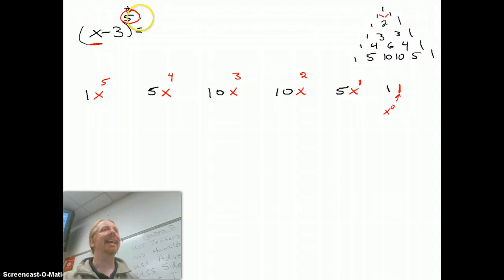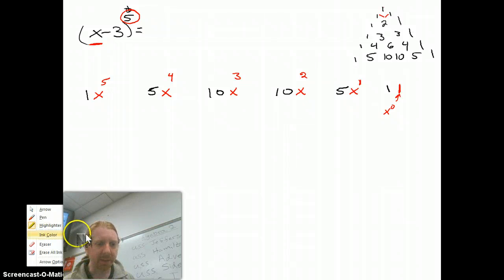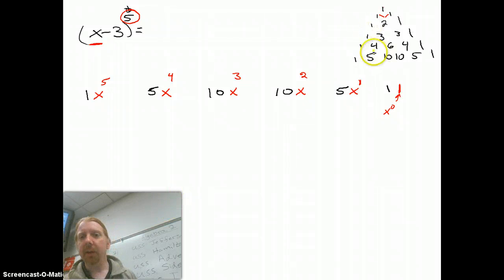Which also, you also have this. Yellow. Right there, that 5 matches that 5. So that's the row I'm going to use.